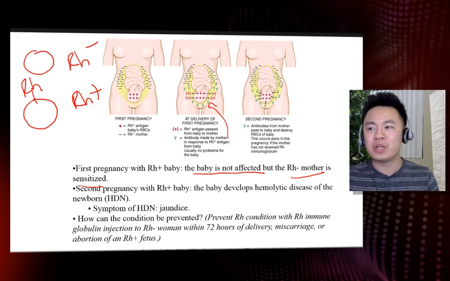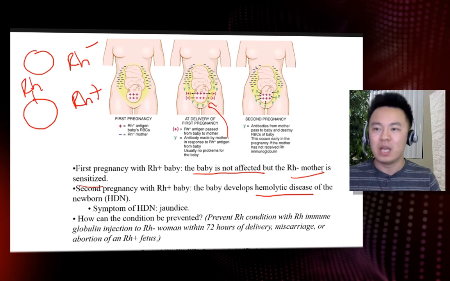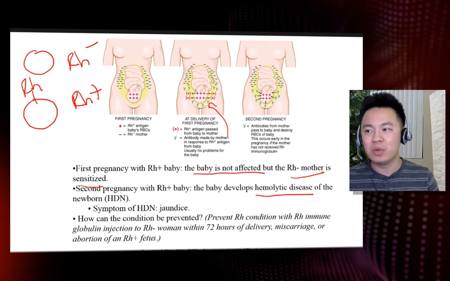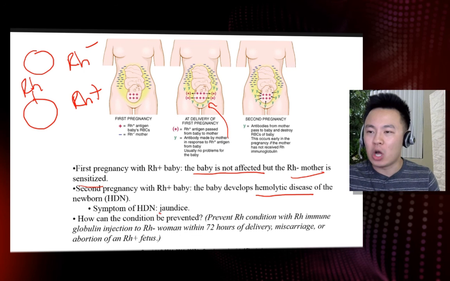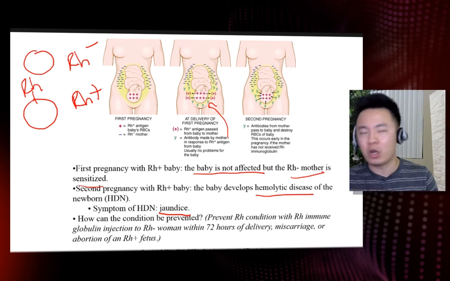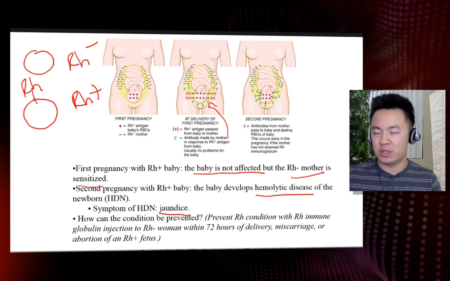Unfortunately, in this case, the second baby will develop a hemolytic disease which destroys a lot of the red blood cells, known as HDN, hemolytic disease of the newborn. One of the symptoms that results from that is known as jaundice, and it results in a lot of orange color in the skin of this baby.